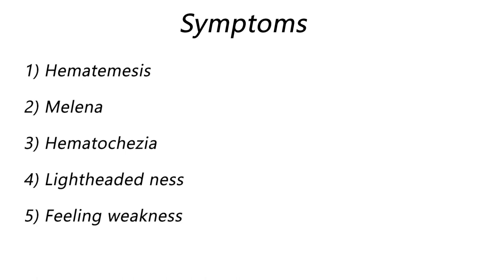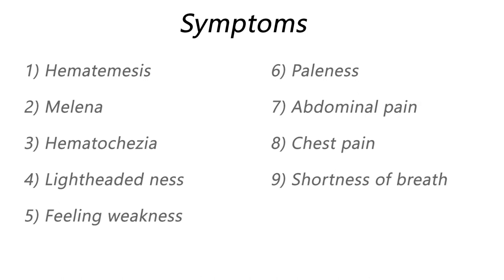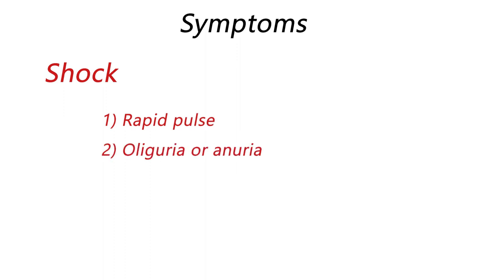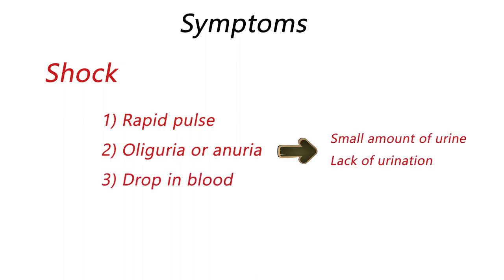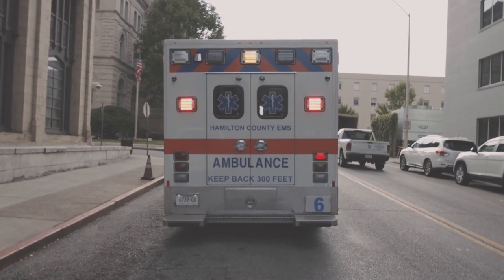Patients who have occult bleeding might have symptoms like lightheadedness, weakness, paleness, abdominal pain, chest pain, and shortness of breath. If the bleeding starts suddenly or progresses rapidly, patients could go into shock. The signs and symptoms of shock are rapid pulse, more than 100 per minute, oliguria or anuria, which means a small amount of urine or lack of urination, drop in blood pressure, and unconsciousness. In this situation, the patient must be transferred to the emergency department as soon as possible.